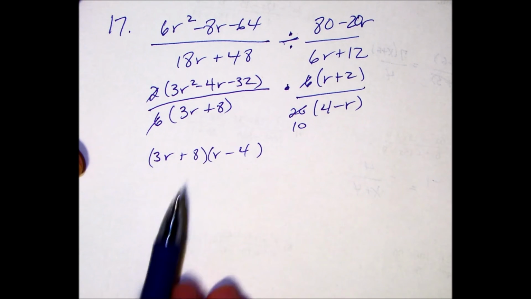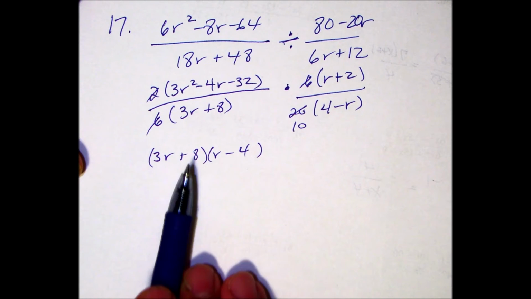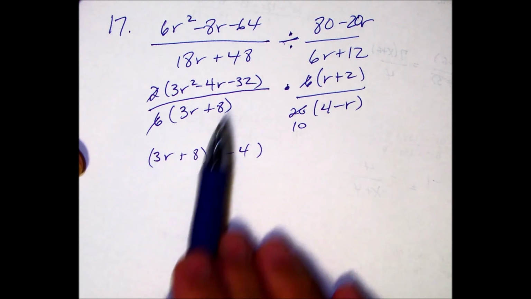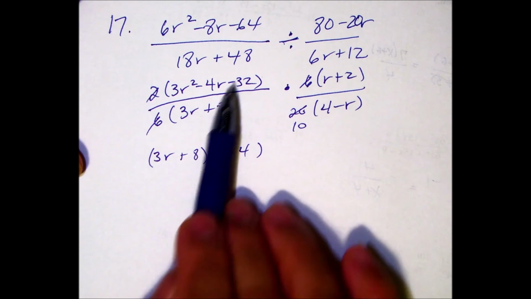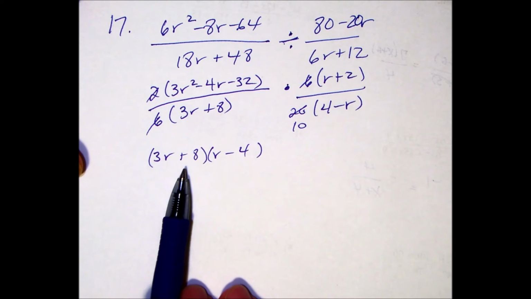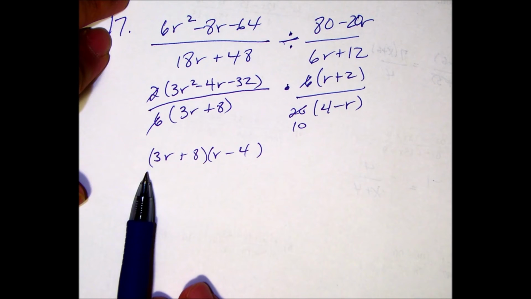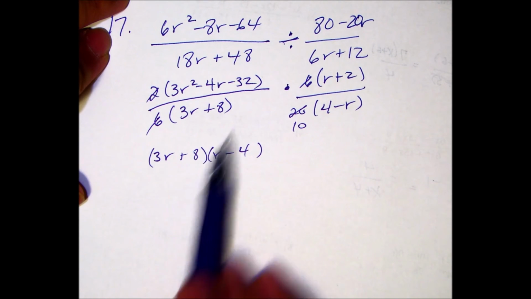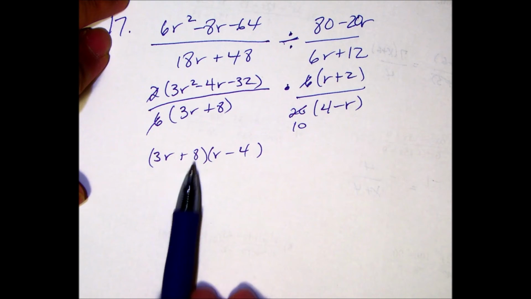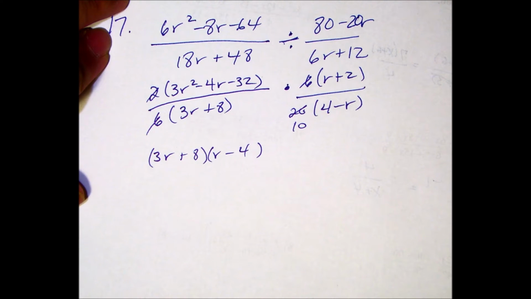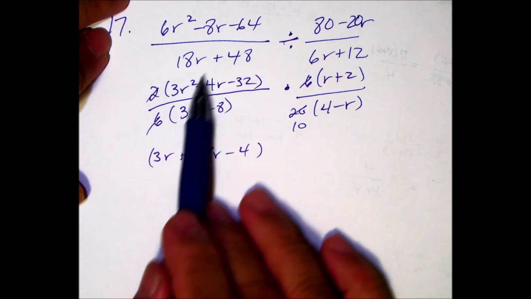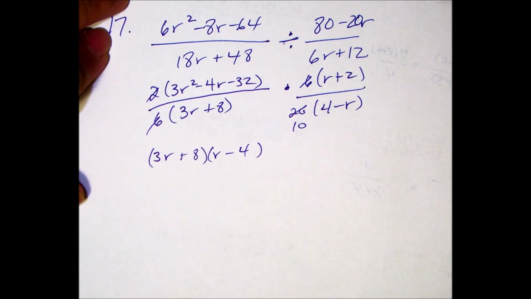Now, to get a negative 32, they're going to have to be different signs. Positive 8 times negative 4 will give me negative 32. Let's see if that actually works. Remember how I chose these numbers. 3r times r comes from 3r squared. Positive 8 times negative 4 produces negative 32. But I still have to make sure the middle number comes out right.